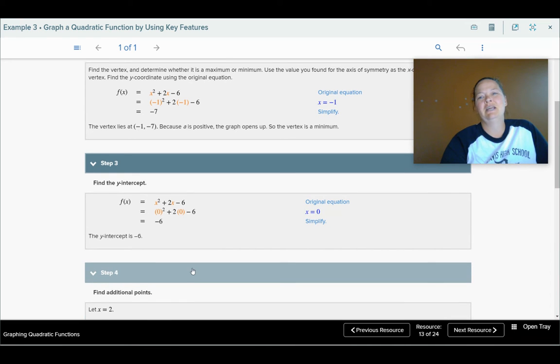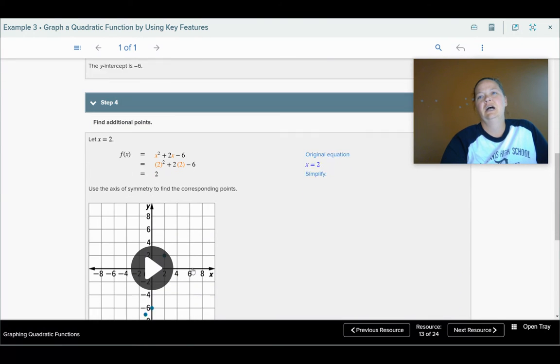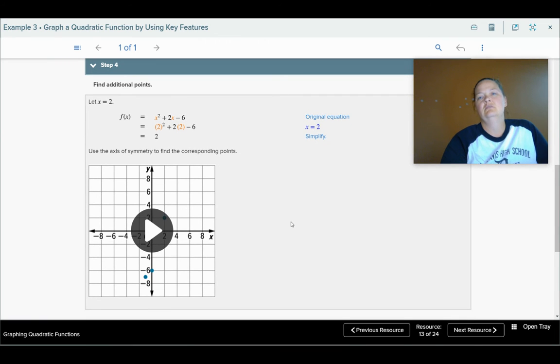Step 4, find additional points. You can choose any numbers that you want to put in for x. The smaller, easier to work with numbers are better, but you certainly can put in a big, huge number if you want. They chose 2 here, so they put 2 in everywhere that they see an x, used their order of operations, simplified it down, and got 2. And use the axis of symmetry to find the corresponding point on the other side of your parabola.